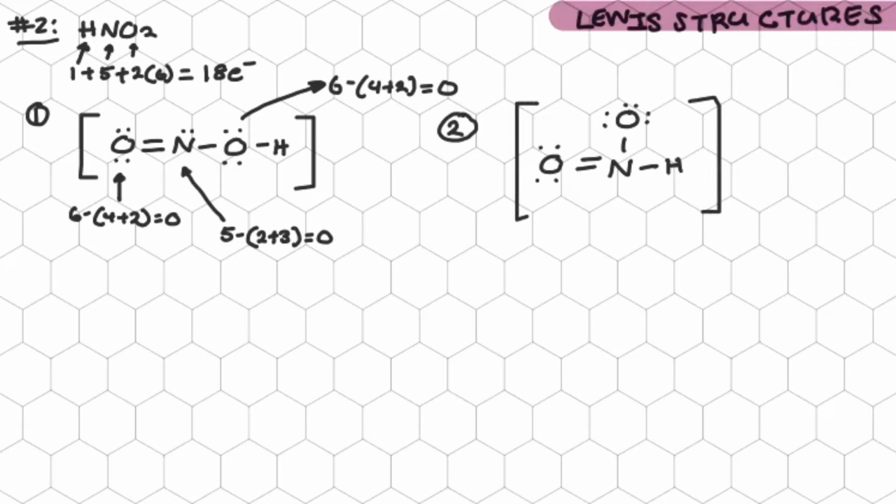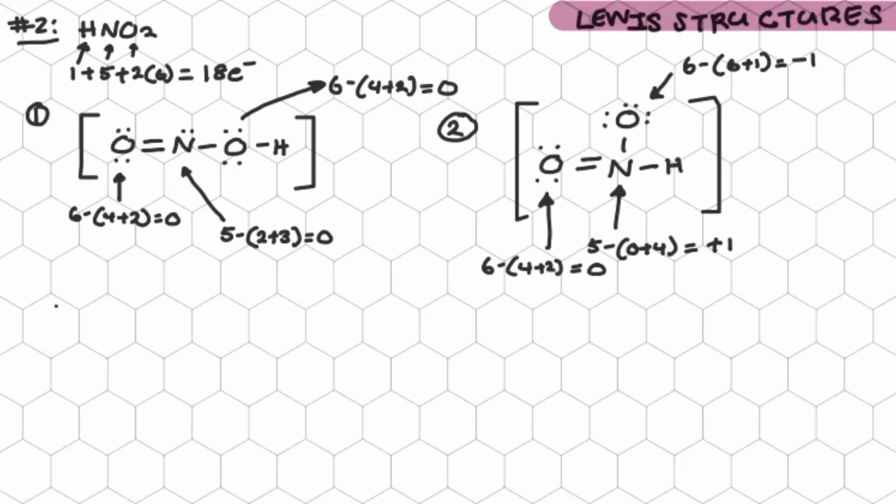Now we're going to start counting the formal charge for each atom again. Oxygen with a double bond, as you see, 6 minus 4 plus 2 is always 0. Now, we go with a single bond. As you see, we have 6 electrons in the lone pairs, plus 1 bond. It's going to be 6 minus 6 plus 1. It's going to be negative 1.